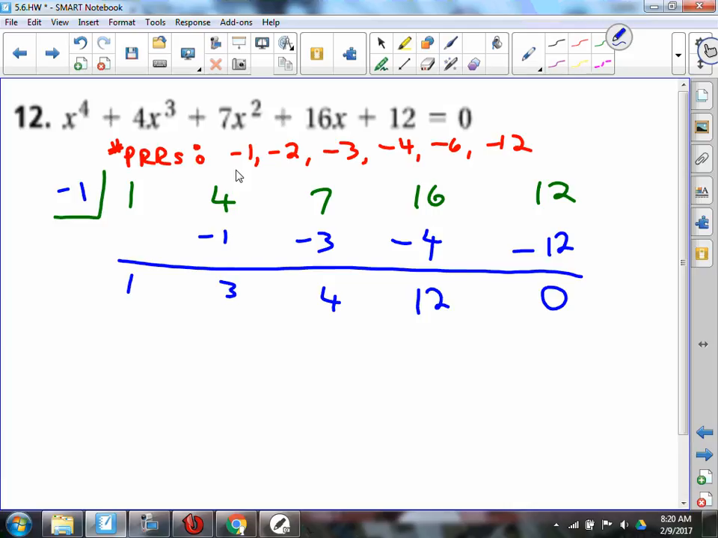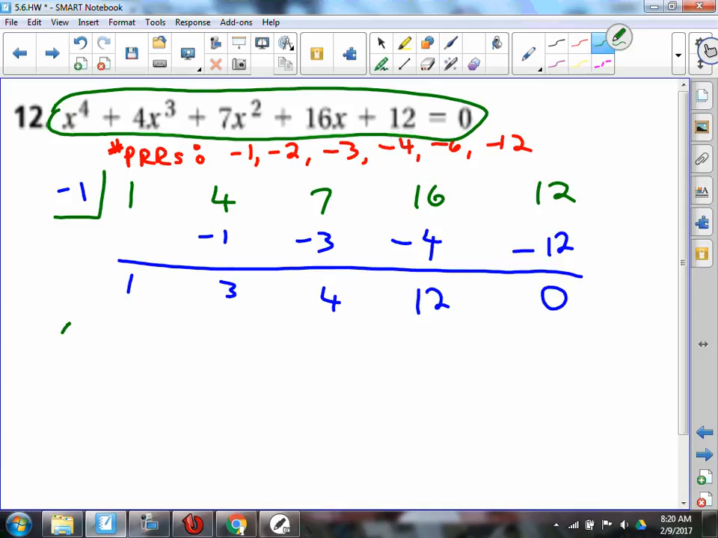Now, writing this into factored form is a good practice. It's not necessary, but I'm going to write it in factored form. (x + 1), nice. And then what's the remaining thing going to be? x cubed plus 3x squared plus 4x plus 12. And all that still equals 0.